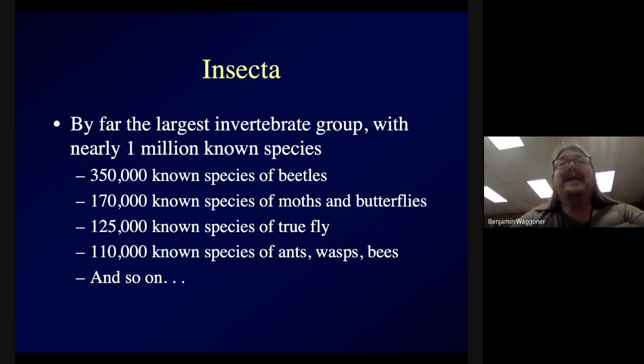insects, but insects are the great majority of hexapods, and in fact, they're the great majority of species on the planet. About 3/4 of all known species, about 1 million known. This includes 350,000 species of beetles and 170,000 known species of moths and butterflies and so on. And we keep discovering more. Of the undiscovered species that are left to discover, probably the great majority of those are insects. It's basically their world and we just live in it.